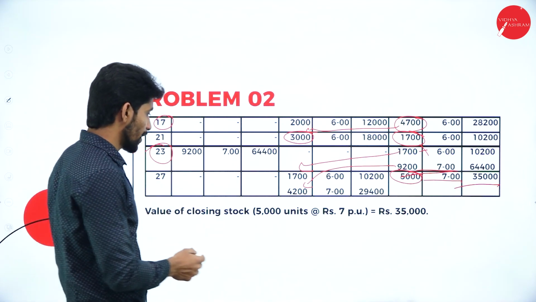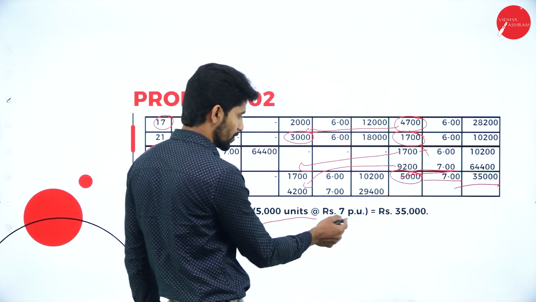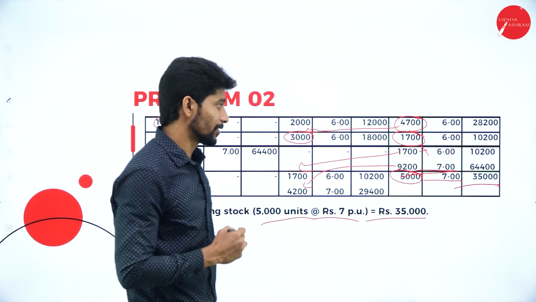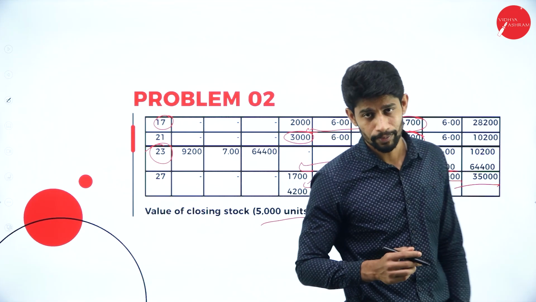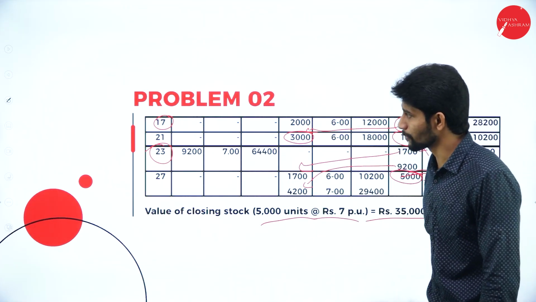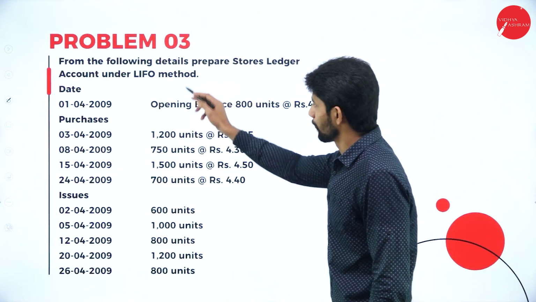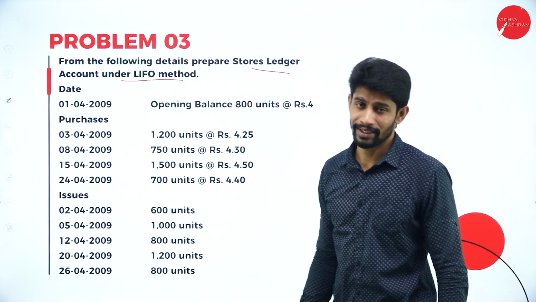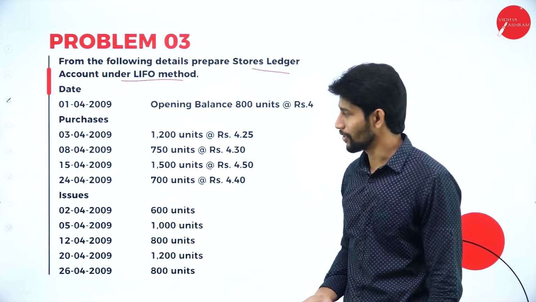So what is the closing stock we have? We have 5,000 units at rupees 7 per unit and the value is rupees 35,000. So this is how we are supposed to solve the problem. Next, moving to the next problem, problem number 3. From the following details, prepare stores ledger account under FIFO method, that is last in first out.